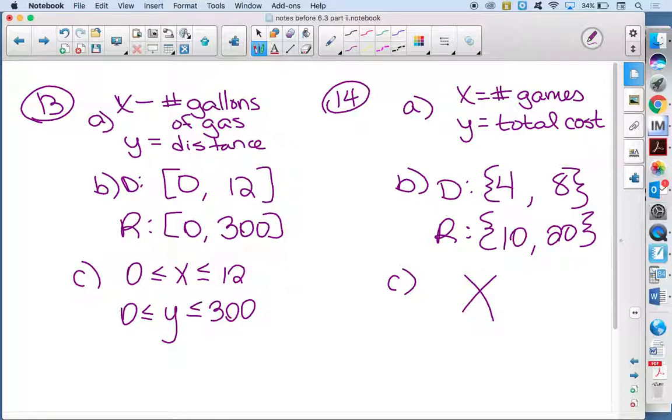Where did the 4 and 8 come from? Because you and 3 friends are each bowling a game. So really, we're paying for 4 games, we're paying for 8 games. So 4 of us are going bowling, so I'm either paying for 4 games or paying for 8. Other questions?